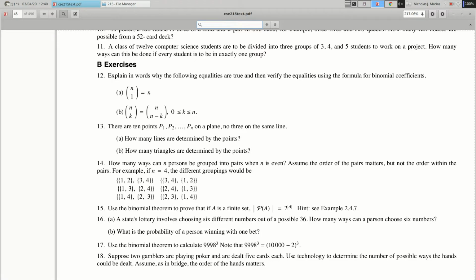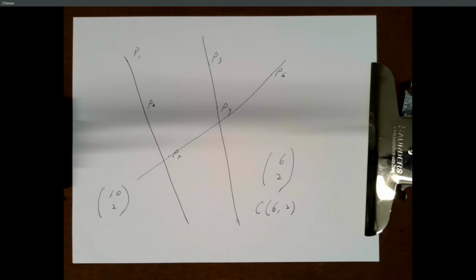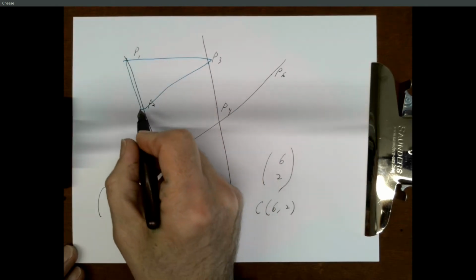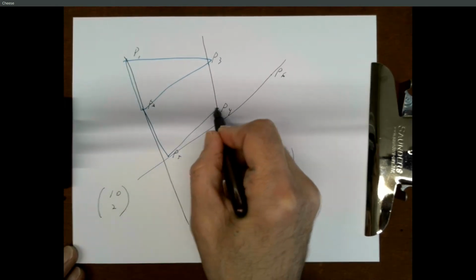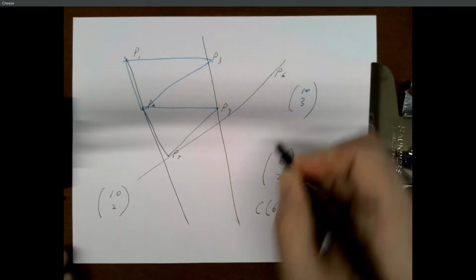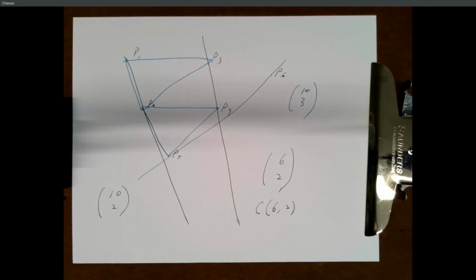And once you've done that, now how many triangles are determined by the points? Well, how do we make a triangle? Pick 3 points, right? So the number of ways that you can choose 3 points out of 10, that's the number of triangles. So it's just 10 choose 3. So there's a spiffy geometric application of this stuff.